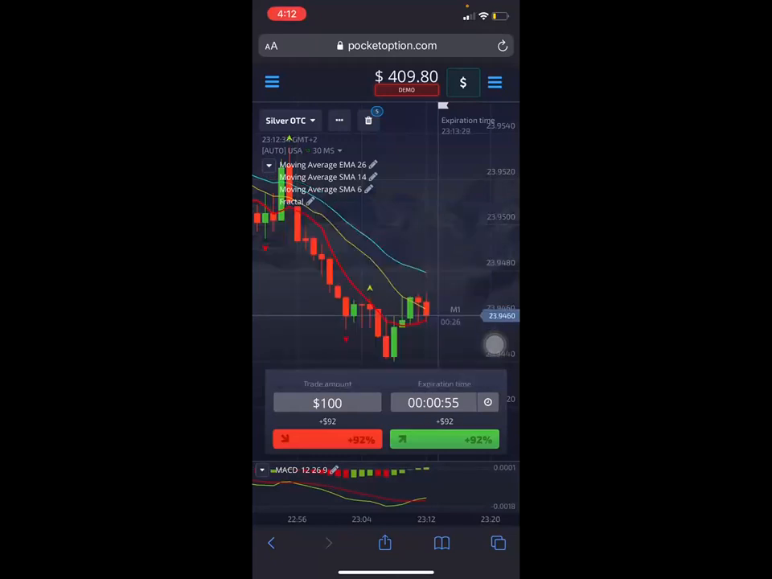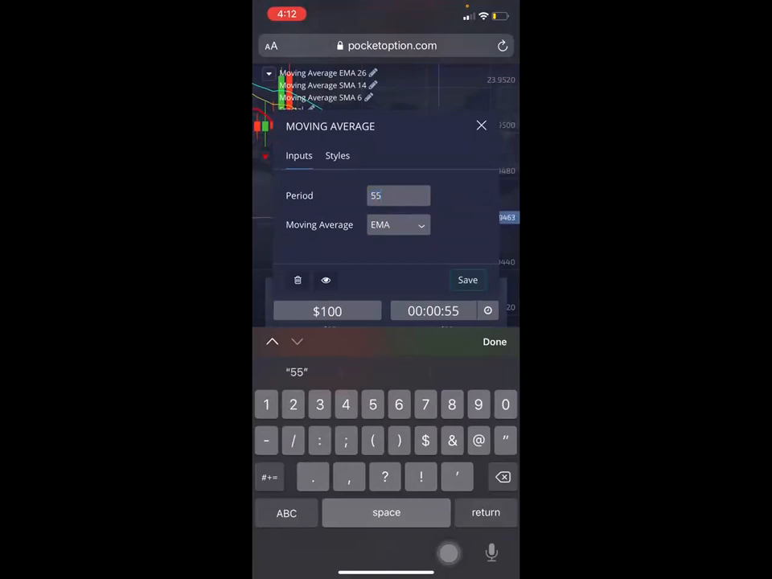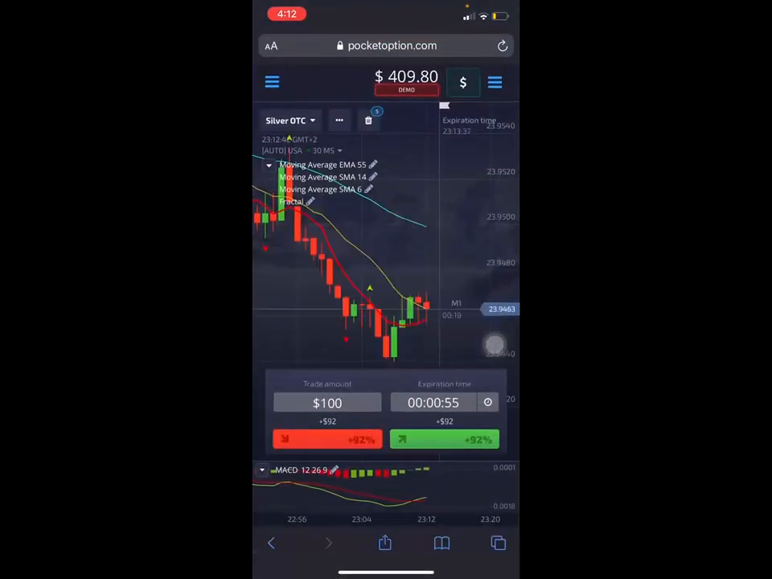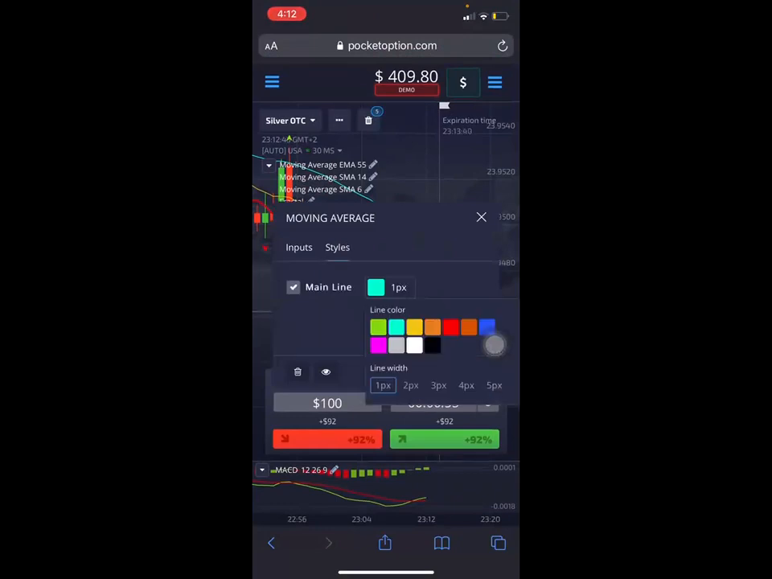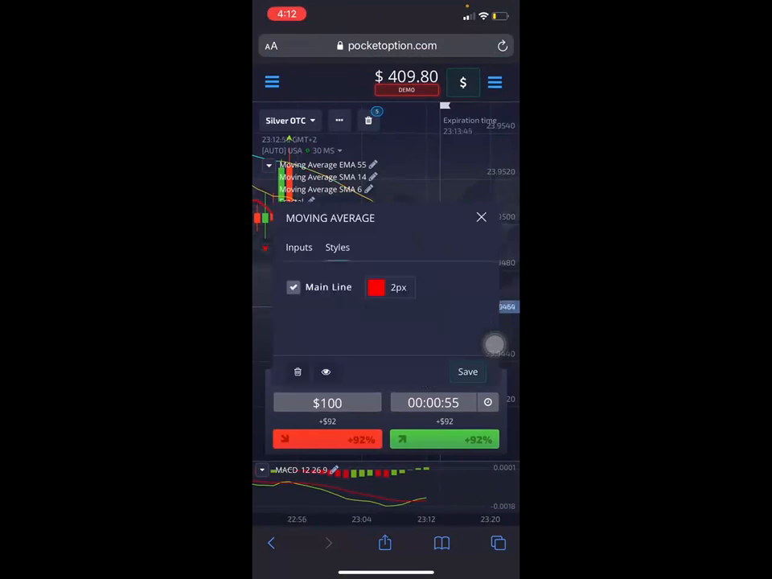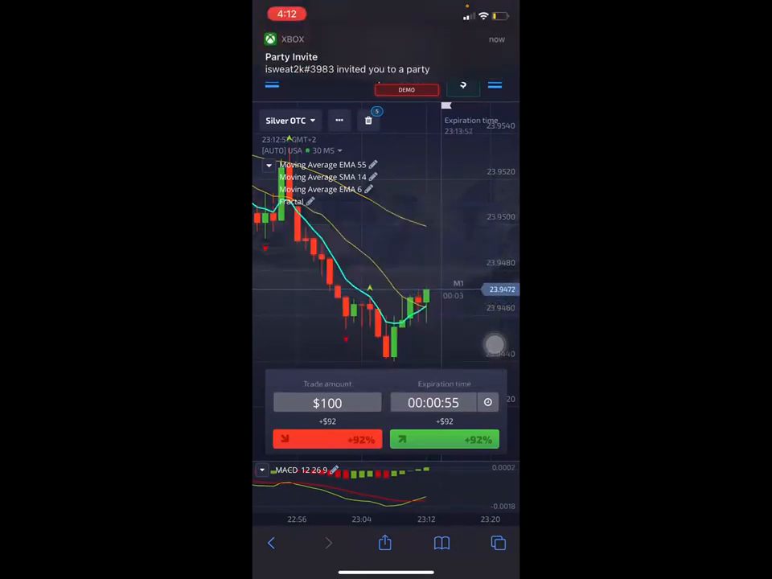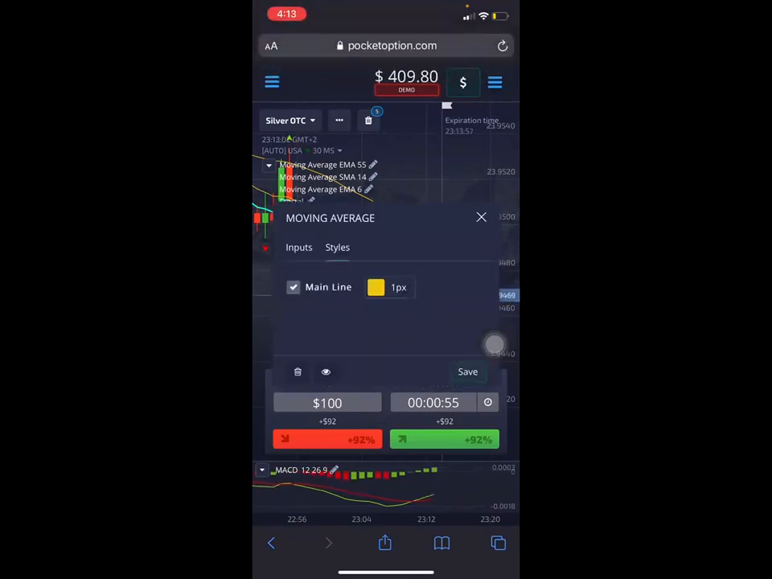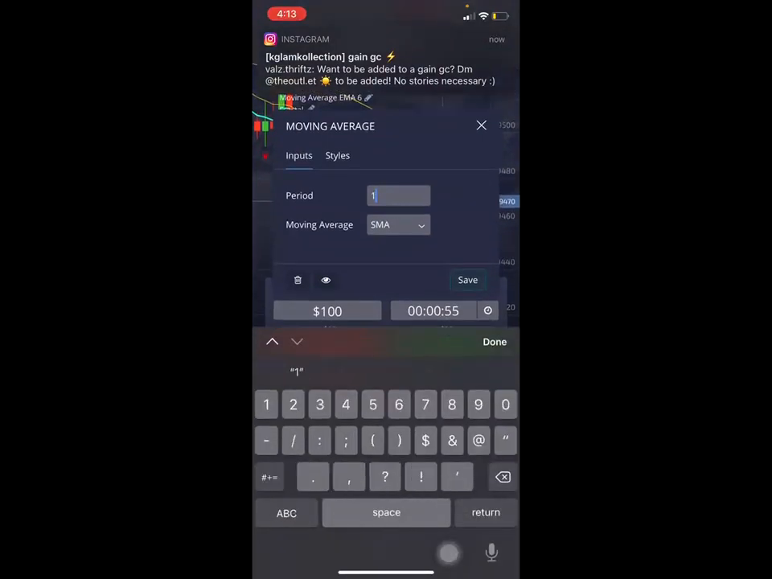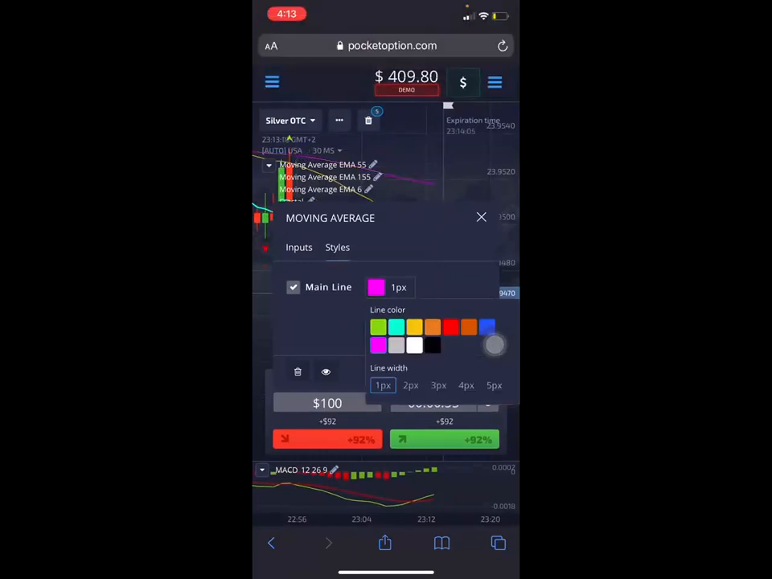I need a 55 EMA, and that one should be yellow. The 6 is going to be turquoise. That's a 6 EMA. And then give me a 155. That's pink. So change that 14 to a 155 EMA, pink. Okay, good.